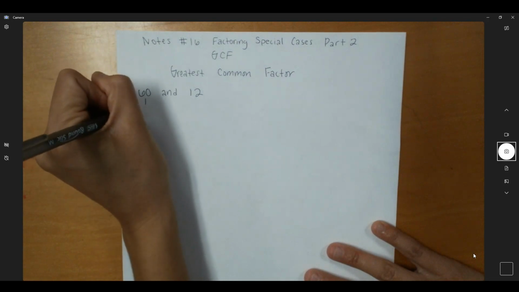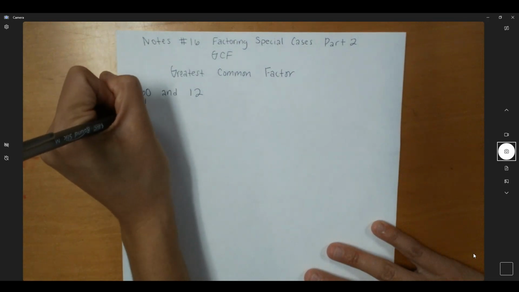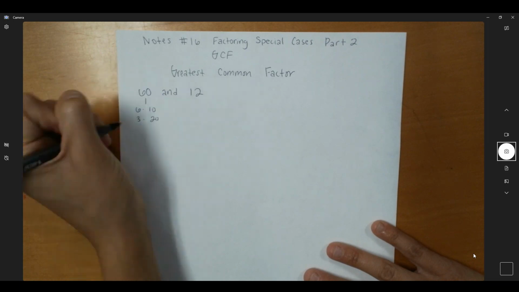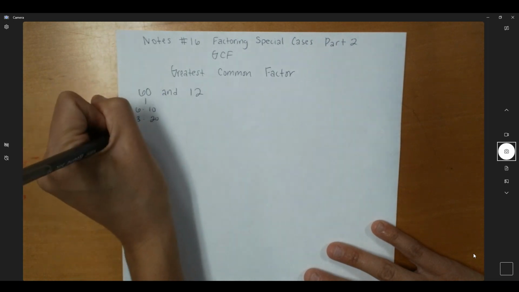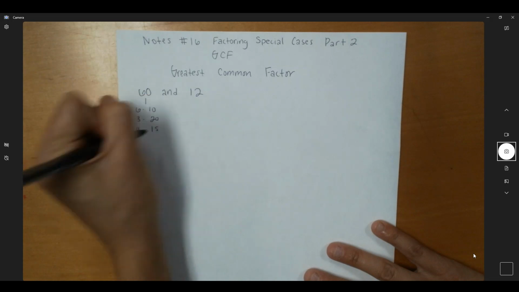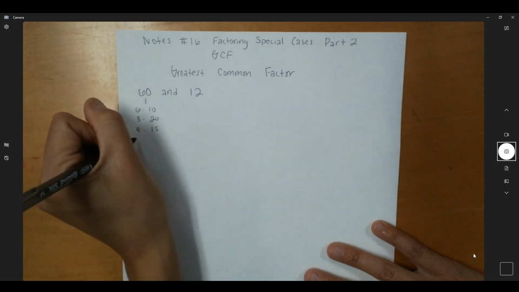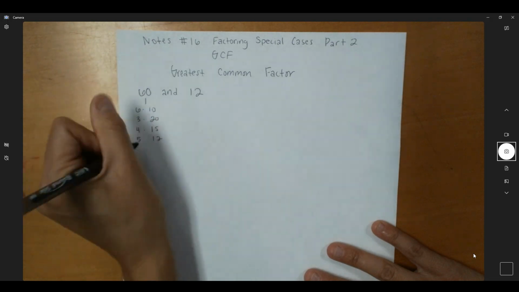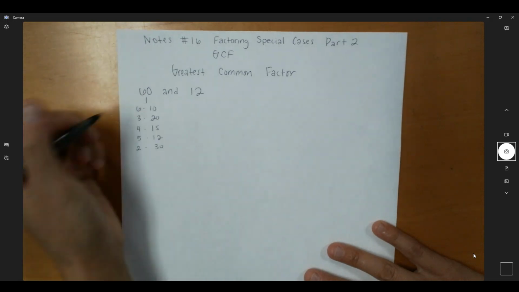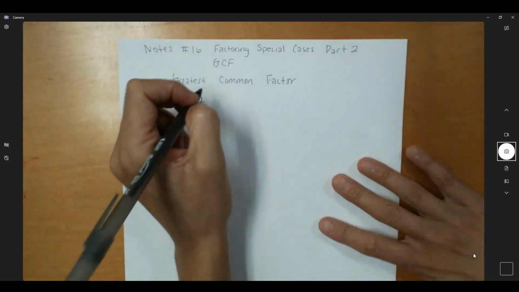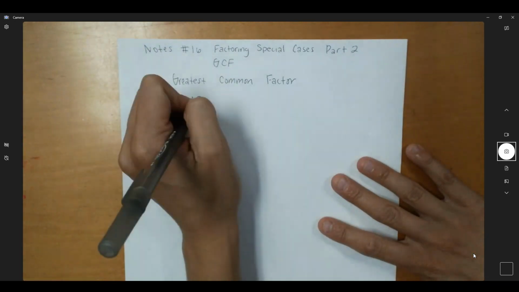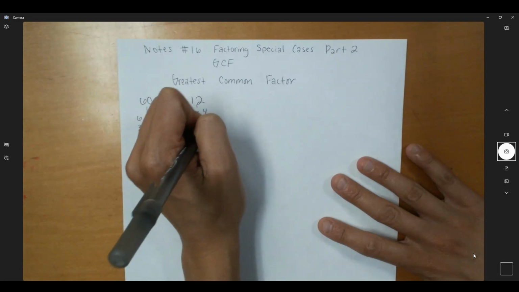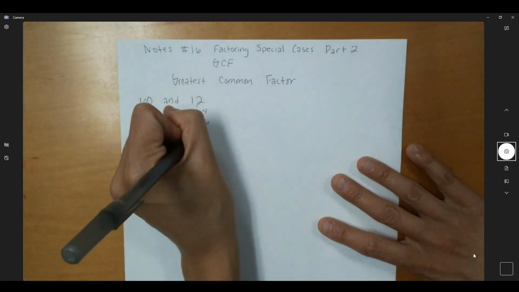So you have 6 times 10 and 3 times 20, 4 times 15, 5 times 12, 2 times 30, and so forth, right? And then do the same thing here. So we have 3 times 4, 2 times 6, 1 times 12.